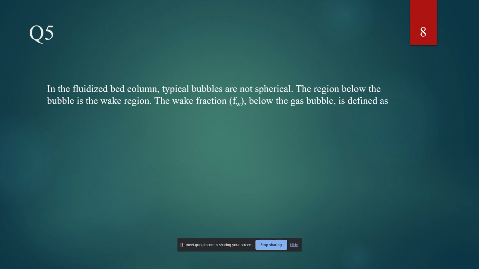In question 5, it is asked that in the fluidized bed column, typical bubbles are not spherical. The region below the bubble is the wake region. The wake fraction below the gas bubble is defined as Fw is equal to Vw square by Vb, or Vb by Vw, or Vw by Vb, or Vw by Vb square.